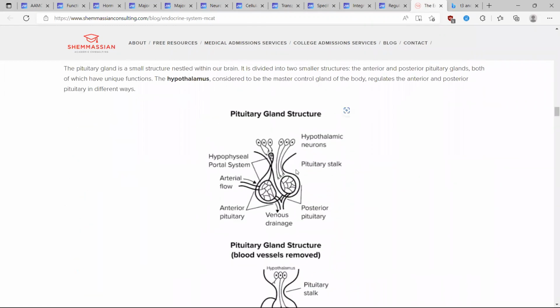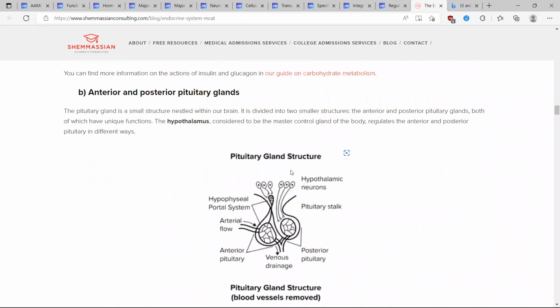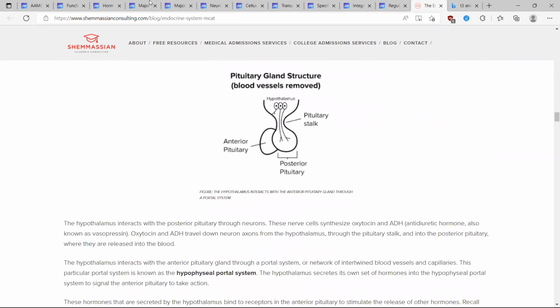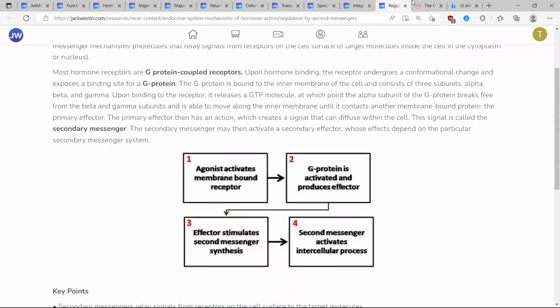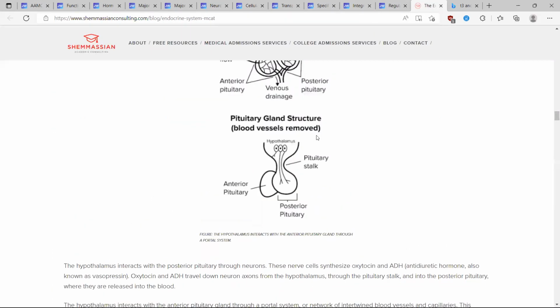So here's a pituitary gland. And the pituitary gland is a very, very small structure inside the brain. It's got two structures, anterior and posterior, front and back, right? And the hypothalamus, which is the master control gland, is regulating this. So just to understand what we're talking about, inside of the brain, we've got our hypothalamus here and our pituitary gland at the base. And this hypothalamus influences the pituitary gland to release certain hormones.